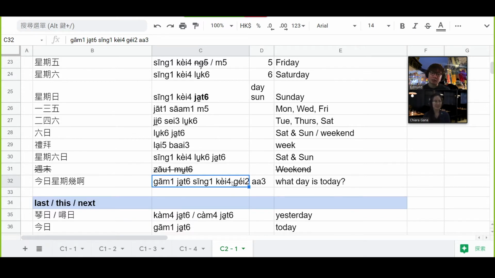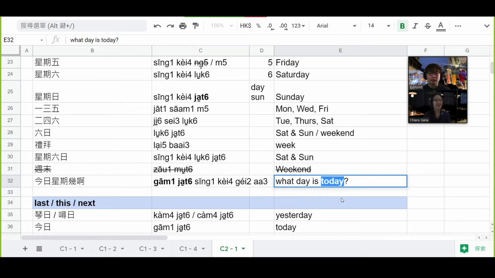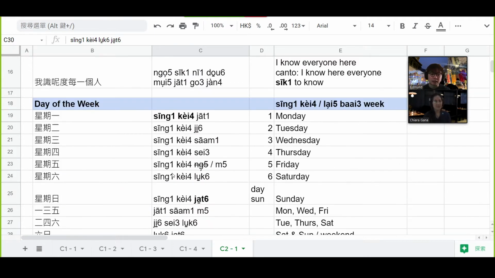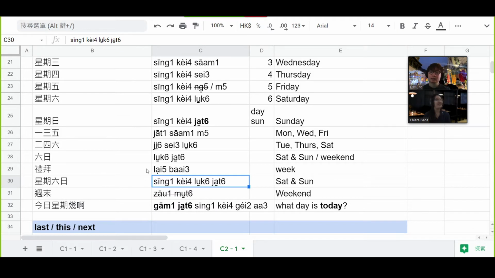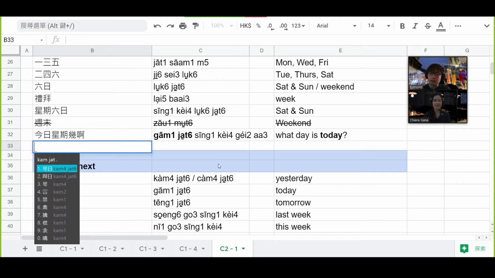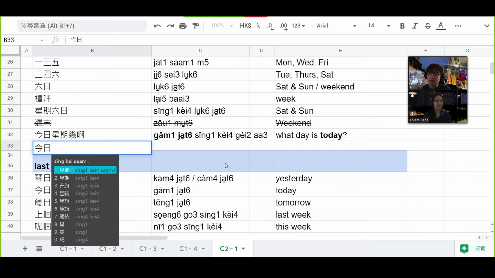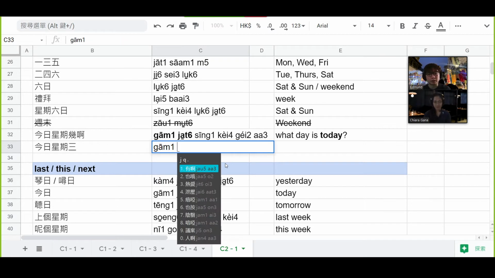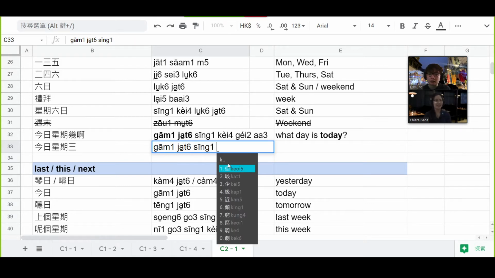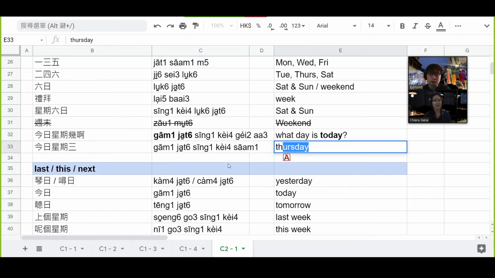Okay. And then to ask what day it is today, you can say 今日星期幾啊? 今日 is today. 星期幾啊? 幾 is asking about numbers. So what weekday is today, like that. Can you try to answer this? 今日星期幾啊? 星期三. You can say 今日星期三. The be verb in this sentence is not necessary. You can also say 今日係星期三, but I think we will just say 今日星期三. Today is Wednesday. Yes.